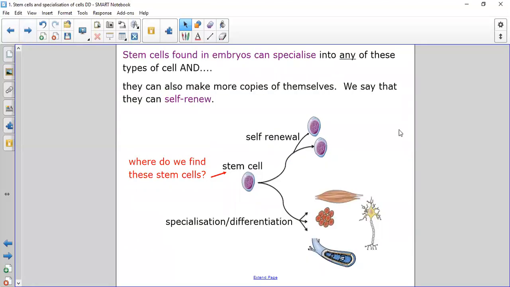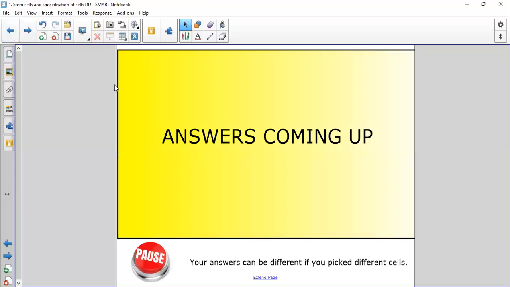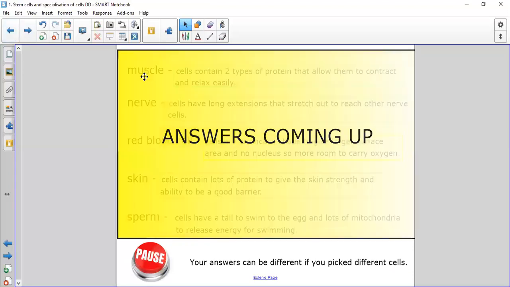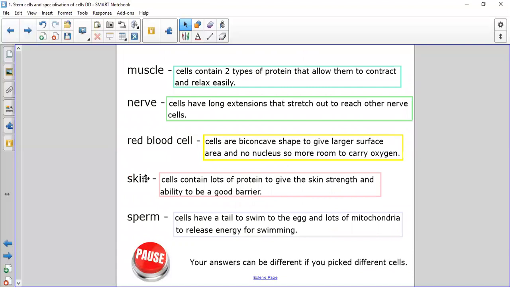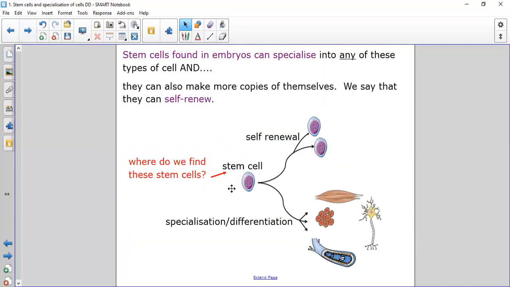Right, so stem cells found in embryos can specialise into any of those types of cells that you've just spoken about. Any of these cells, muscle cells, nerve cells, red blood cells, skin cells, sperm cells, and any other cell that you might have come across, they all come from stem cells. They all come from the stem cells in an embryo.